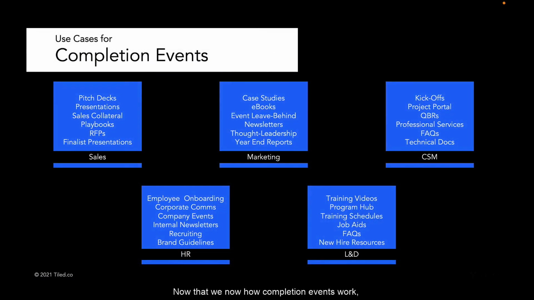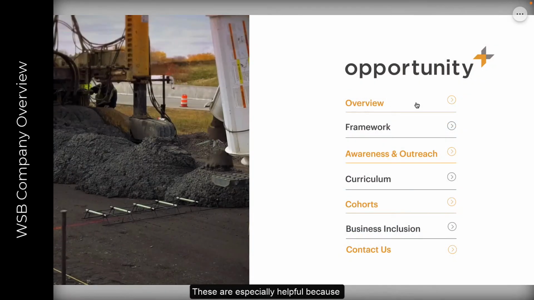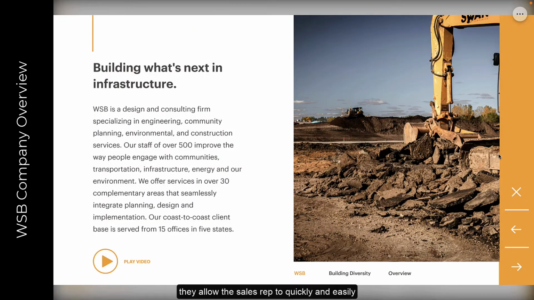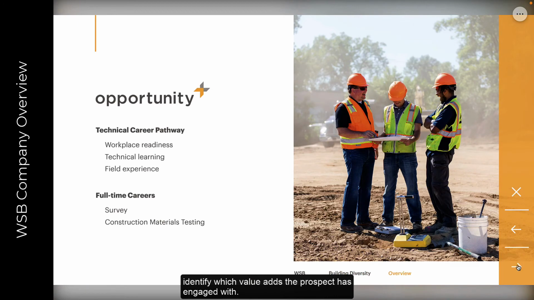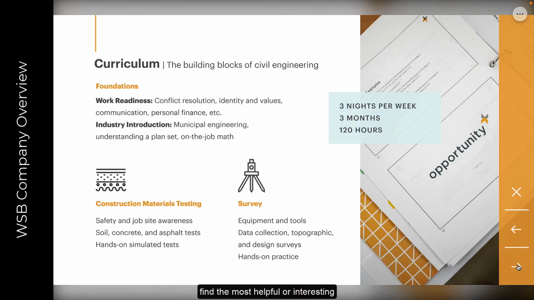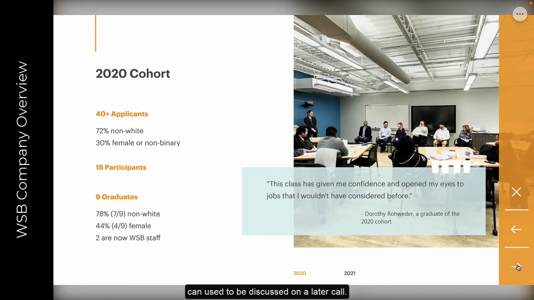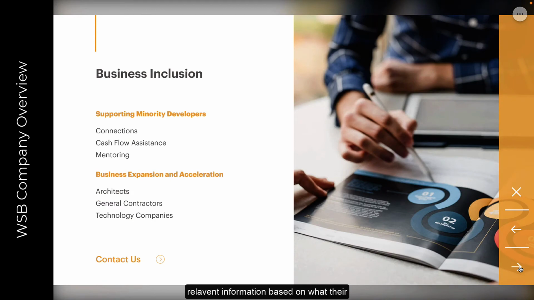Now that we know how completion events work, let's talk about a few common use cases for them. Sales often uses completion events. These are especially helpful because they allow the sales rep to quickly and easily identify which value adds the prospect has engaged with. Case studies and use cases that prospects find the most helpful or interesting can be discussed on a later call, or sales reps may be able to provide more relevant information based on what the recipient found helpful.